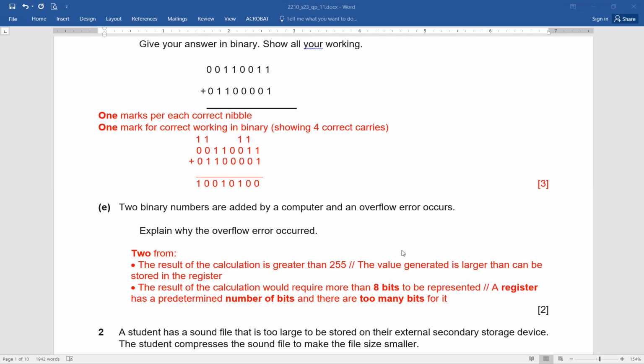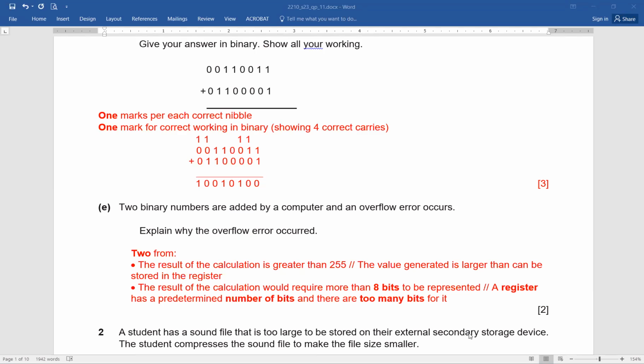So if a value is even 256, it means it is not in 8 bits, it is occupying the 9th bit, and that is an overflow error. The value generated is larger than that can be stored in the register. The result of the calculation would require more than 8 bits to be represented. A register has a predetermined number of bits, and there are too many bits for it.